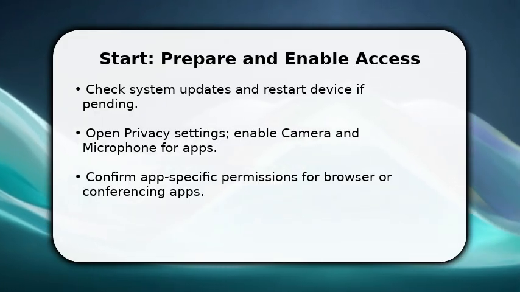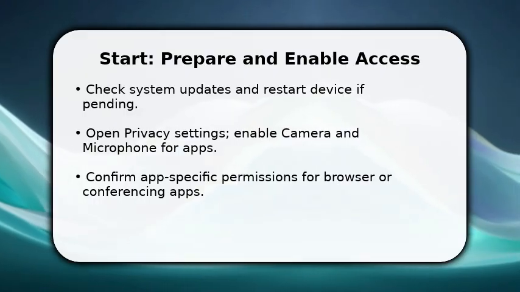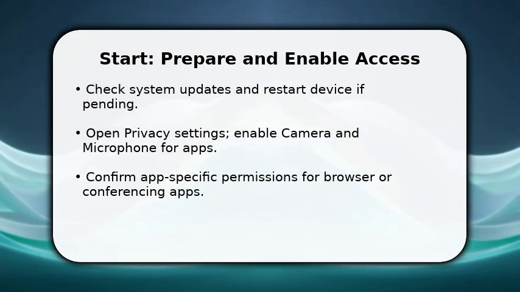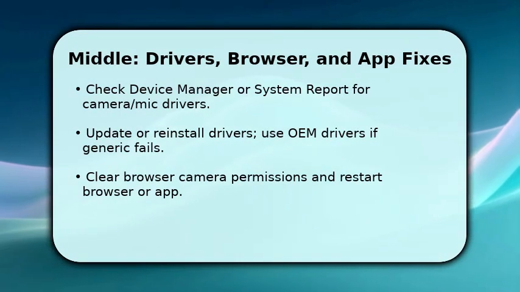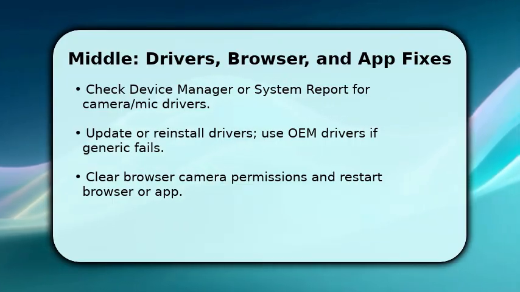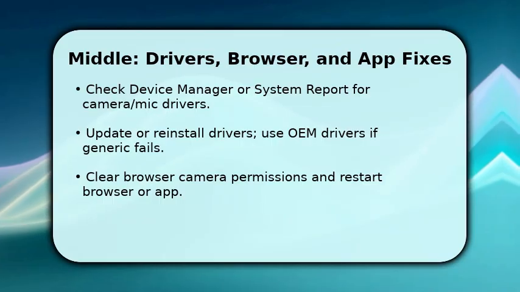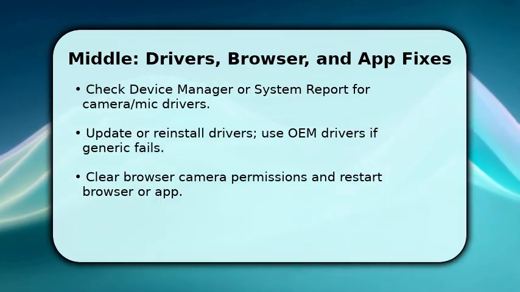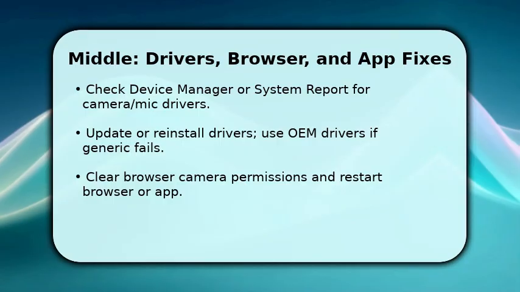Once done, test with a simple camera app to verify the hardware is recognized before moving to driver and browser fixes. Next, focus on drivers and software. Open Device Manager or Mac OS system report to confirm the camera and microphone appear. If a driver is missing or flagged, update or reinstall it. Prefer the laptop maker's driver for best compatibility.